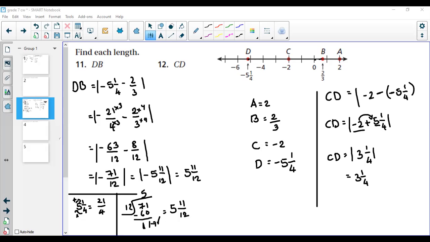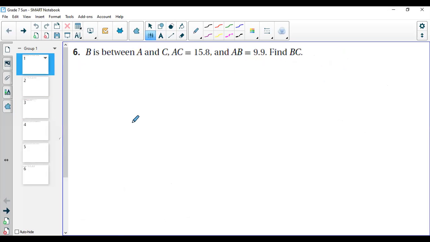Hopefully with some more practice, definitely you will get it. So let's start practicing. Okay, this is question number 6 from page 17, same page. You're only doing the same page, okay?